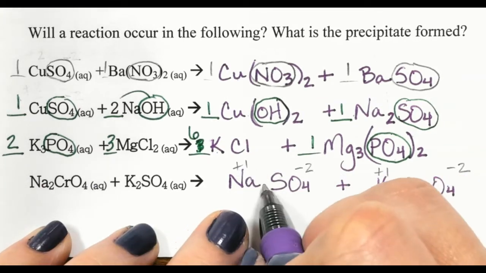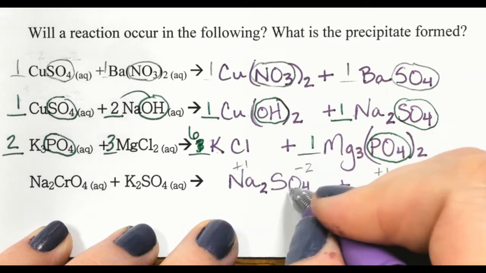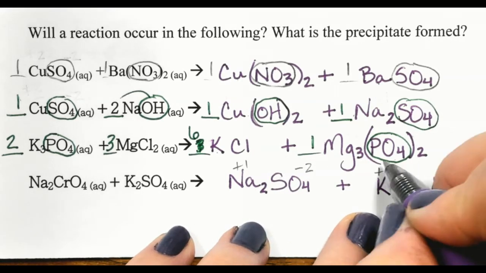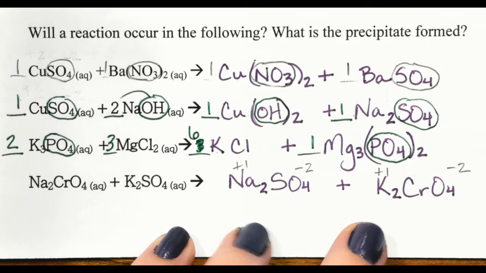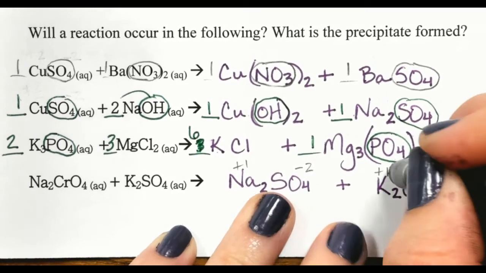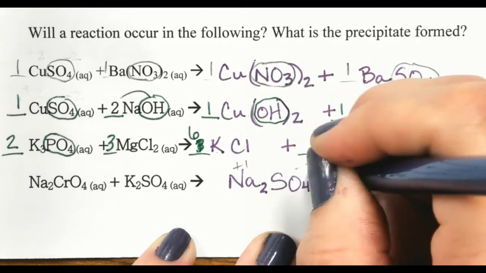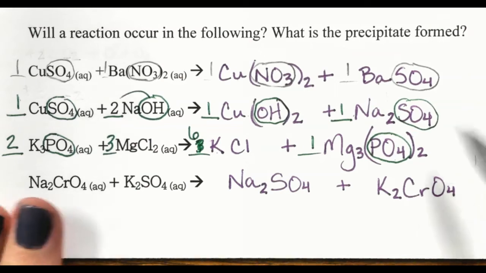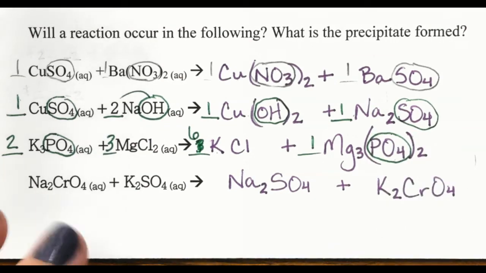Now I'm going to crisscross my charges. So we're going to have a subscript of 2 here and a 1 there. And then the same thing here. I'm going to have a subscript of 2 here and a 1 here. And so now I'm done. Remember, if you only need one polyatomic ion, it does not need to have a set of parentheses around it. That's only if you need more than one polyatomic do you need parentheses to go around it.